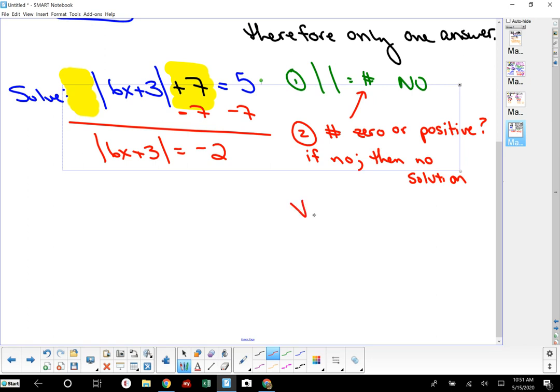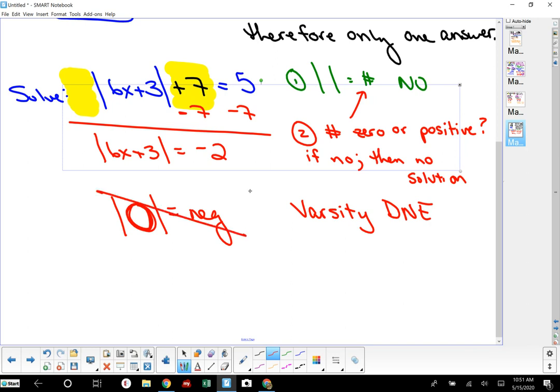In varsity, if you get one of these, you would put DNE for does not exist, unless it's a multiple choice question and they have no solution as an answer. But what's happening here is, can you ever have anything in the absolute value bars equal something negative? No, it can't ever happen, ever. So you have no solution. Those are trick questions. I like to throw them out in your direction. All right. I think that covers it.